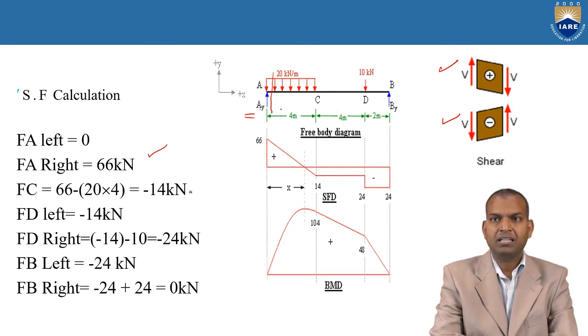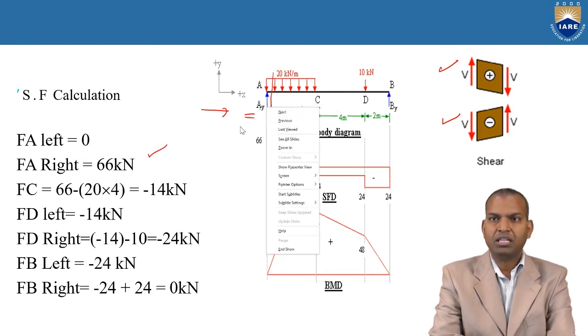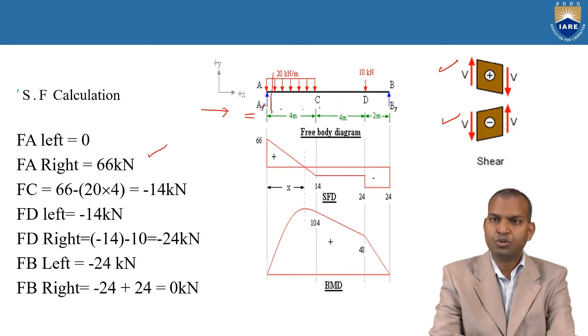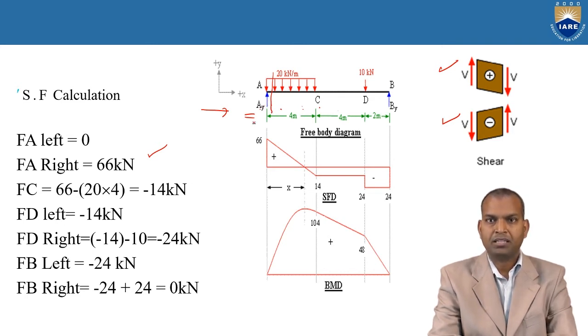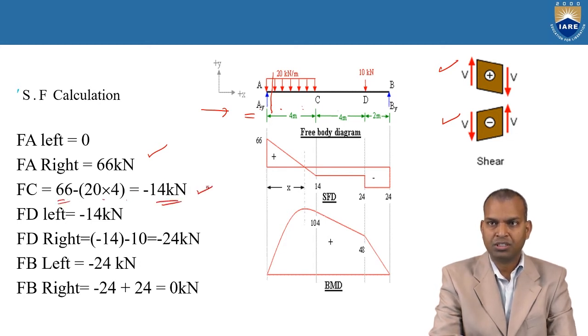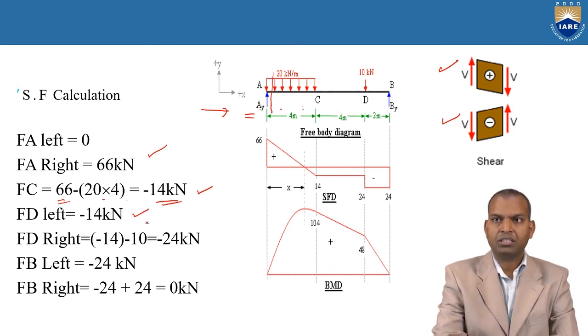At point C, if we go from right to left, two loads are affecting the section: one is the support reaction and the other is the UDL, uniformly distributed load, that is 66 minus 20 into 4, that is negative 14 kilonewtons. Now up to D left, it stays at negative 14 kilonewtons. D right, what will happen?